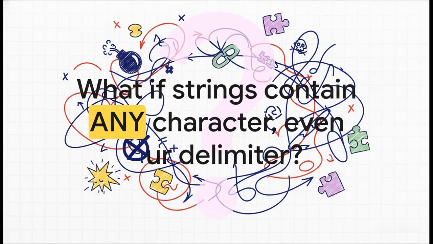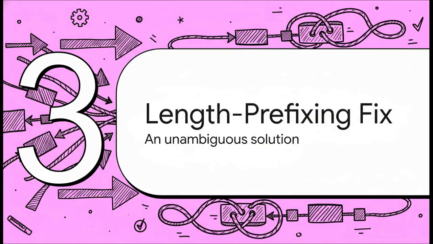See, the rules of the puzzle say our strings can contain absolutely any character. So there's no such thing as a safe character to use as a separator. Any symbol you pick, no matter how obscure, could be part of the original data. And just like that, the simple delimiter idea is totally out the window. It just doesn't work.